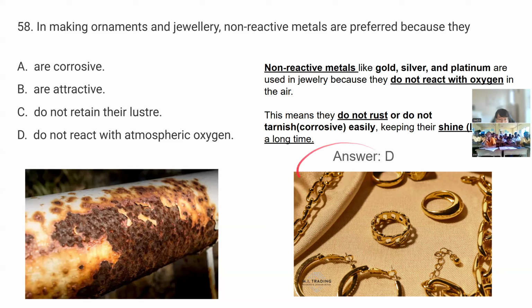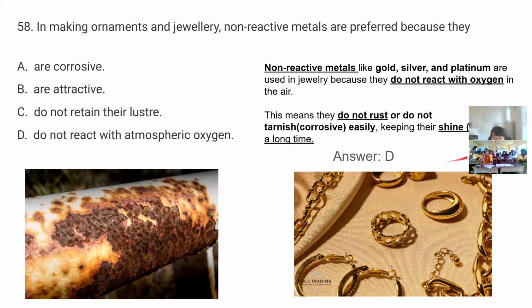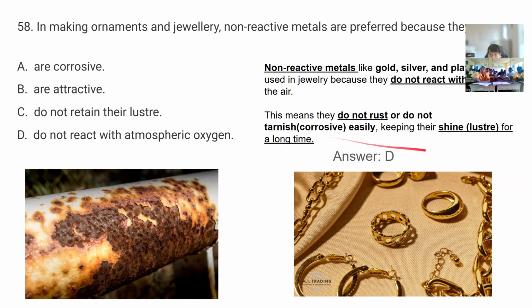The answer is D. They do not react with oxygen, because non-reactive metals, which are for example gold, silver, or platinum, are often used in jewelry because they do not react with oxygen in the air. This means that they do not rust or tarnish easily, and they keep their shine, which is luster, for a long time.